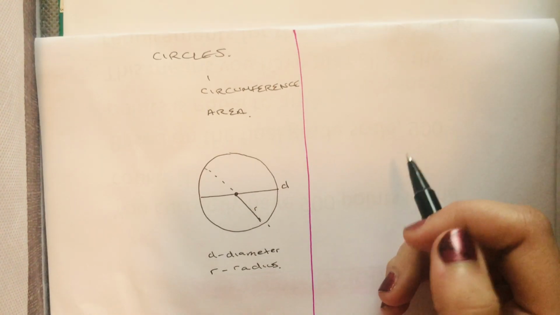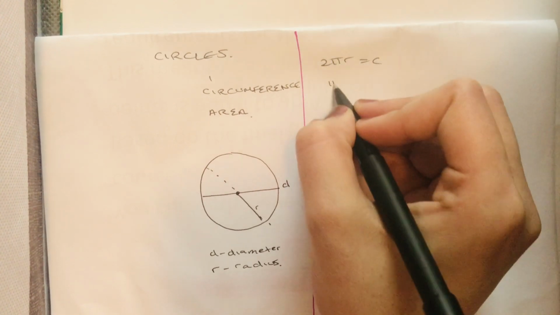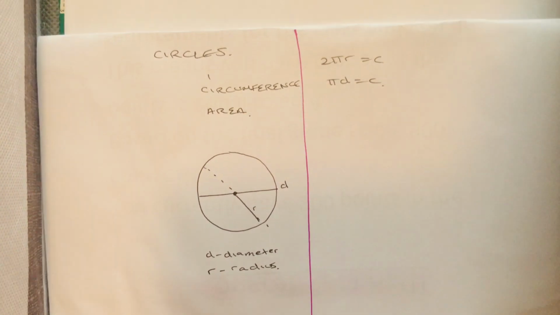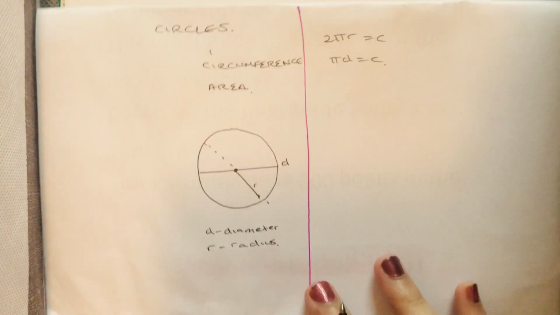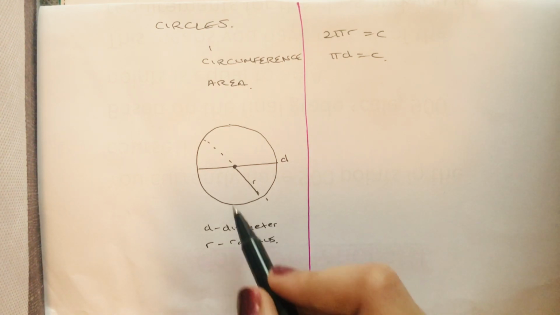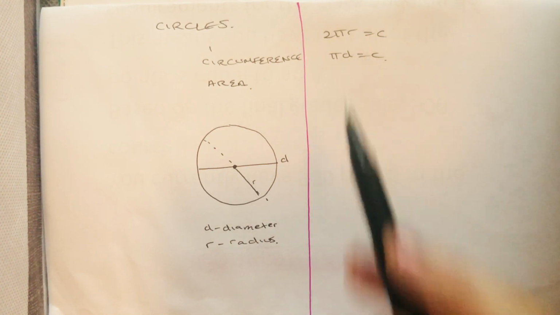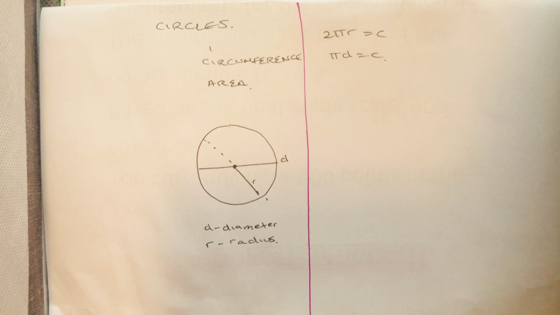What is the formula for circumference? We have two formulas for circumference, that is 2 pi r and pi d. That's how my teacher told me to remember. I think it's really helpful, 2 pi r or pi d. So that's how you remember the circumference of a circle. If you're given the radius, you can use this formula. Or if you're given the diameter, you can use this formula. So you have freedom of choice.